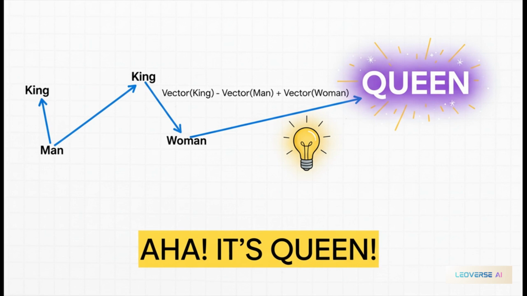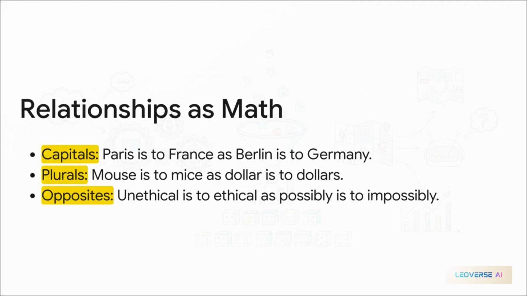I mean, come on, that is the big aha moment. The model didn't just memorize definitions, it learned the abstract relationships between concepts like royalty and gender, and it managed to encode that relationship mathematically. And here's the most important part. This isn't a one-off party trick. This works for thousands of different relationships.